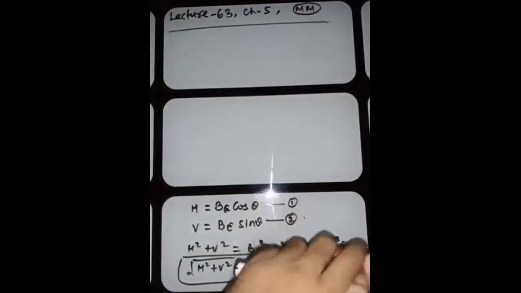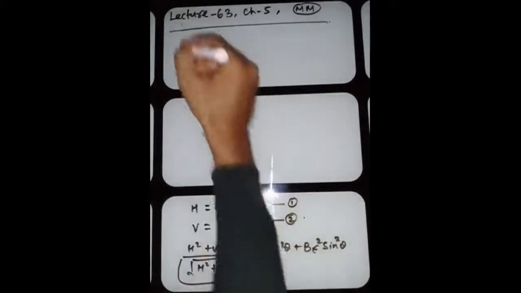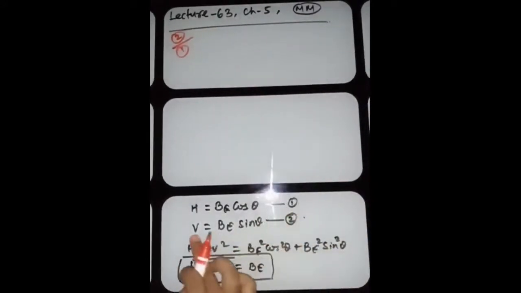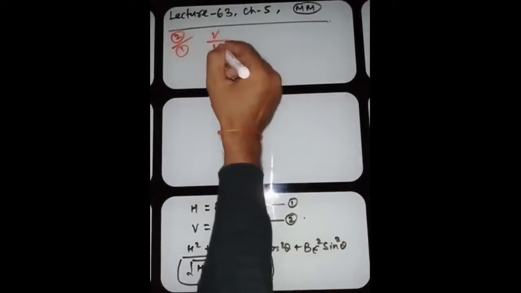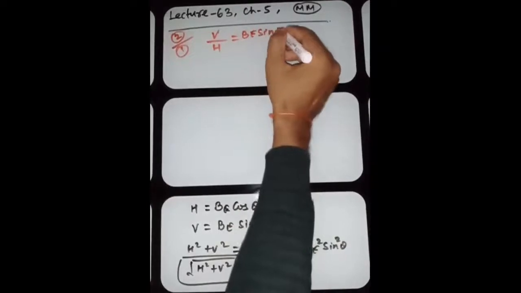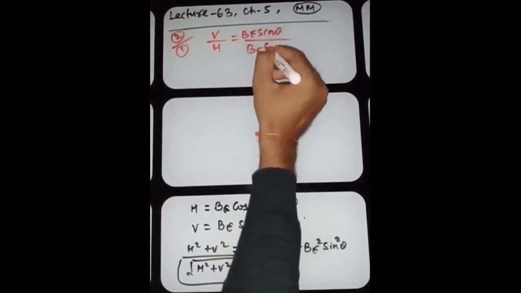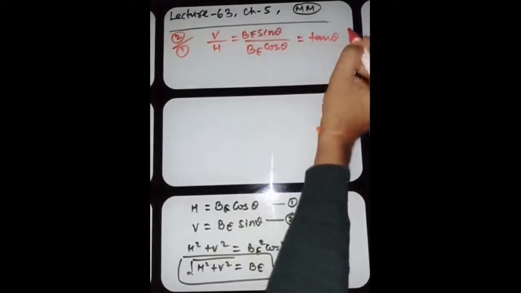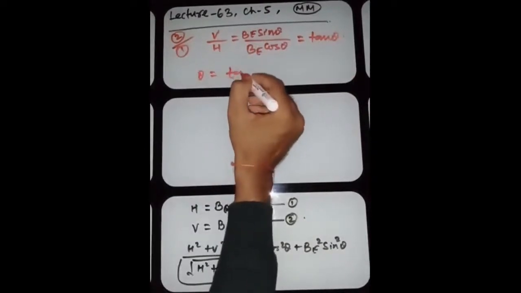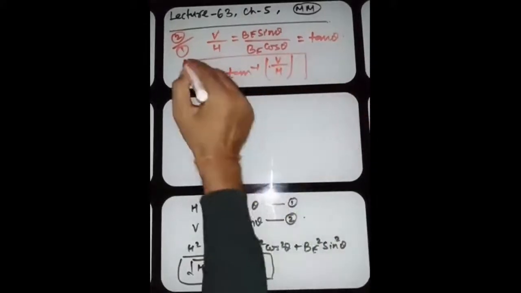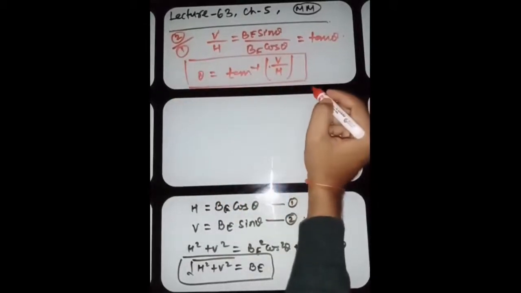We are discussing the components. So dividing these two equations, equation 1 and 2, you can find V by H. It is BE sin theta over BE cos theta. All right, this BE will be cancelled out, and it gives you tan theta, that is, theta is tan inverse of V over H. So you can find out the angle as well.